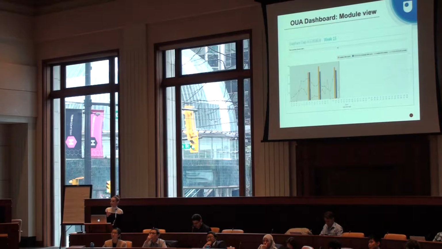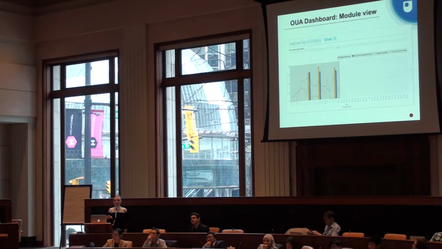That's the module view. Here you can see information about the current and previous presentations of the module under study. In yellow is information about the current presentation, and in blue is information about the previous presentation. So teachers get an idea of how their module, the current year, compares to the previous year. The lines show students' activity in the virtual learning environment, the VLE.